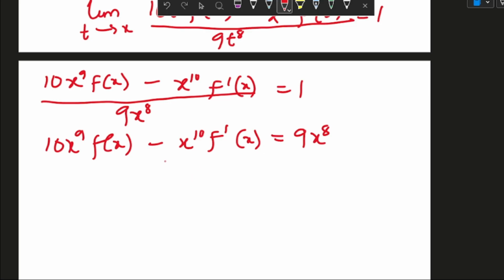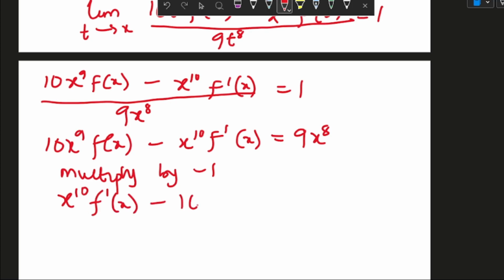Now the next thing we're going to do is that I can see that this particular expression looks like a differential equation. So what I'm going to do first is multiply it through by minus 1. I'm going to have x to the power of 10 f prime of x minus 10x to the power of 9 f of x equals minus 9x to the power of 8.